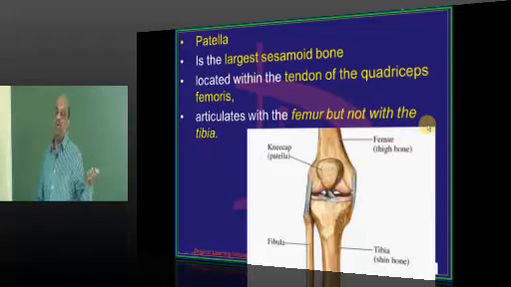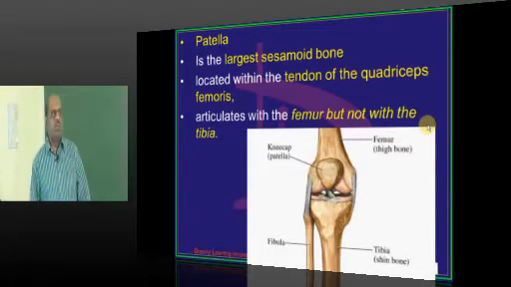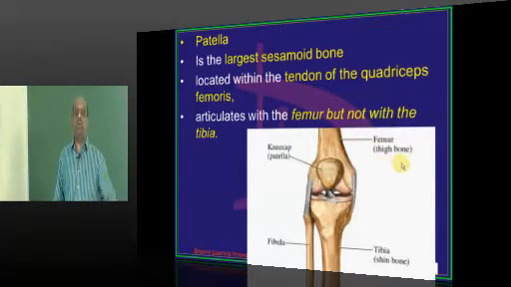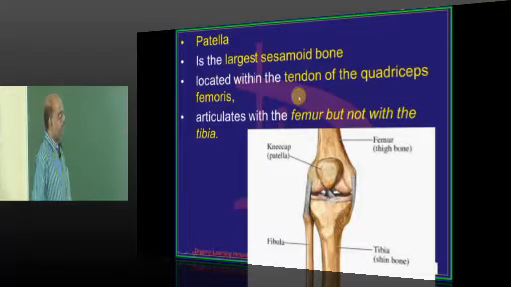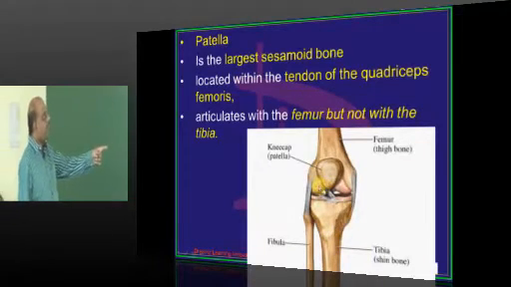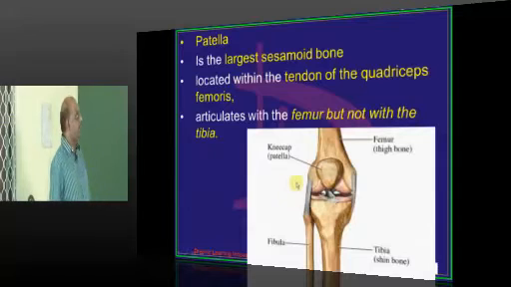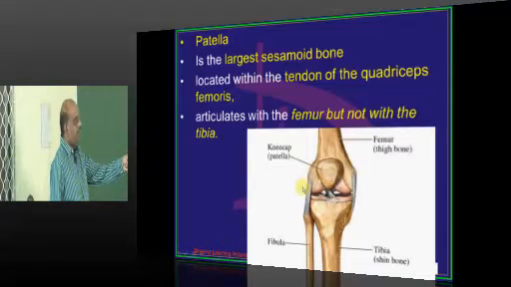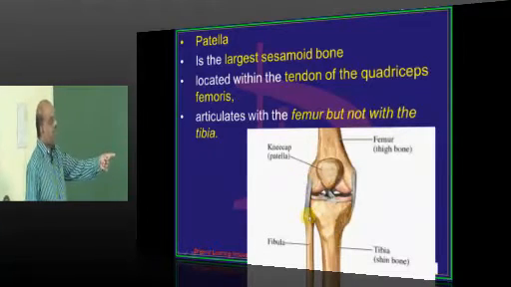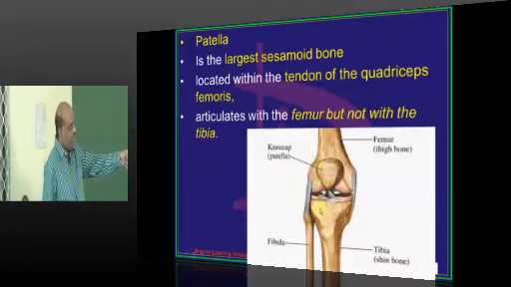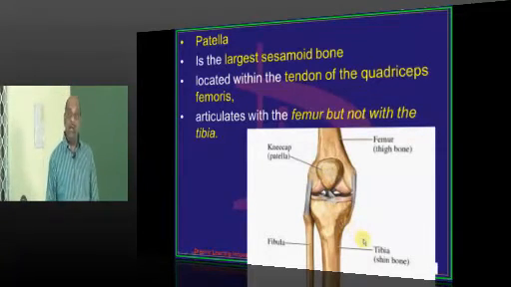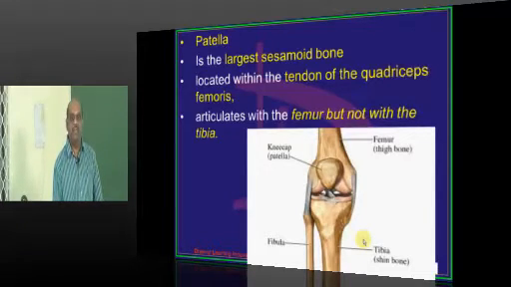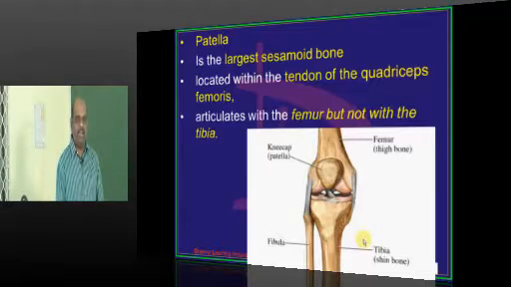Now let us take up a few comments on the patella. What is the most common question asked about the patella? The largest sesamoid bone in the body is the patella. It is in the tendon of the quadriceps femoris that this patella is located, and it basically articulates with the femur, but not with the tibia. Many people think it will articulate with both the femur and the tibia. You can check your own patella. It doesn't insert onto your tibia. If it inserted onto your tibia, it couldn't be free to move anywhere.